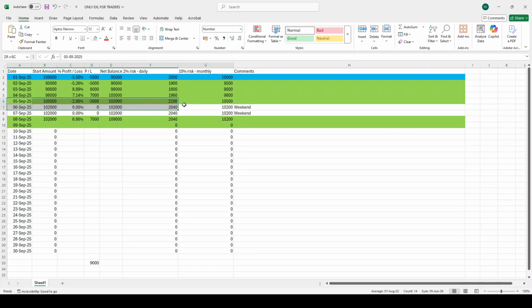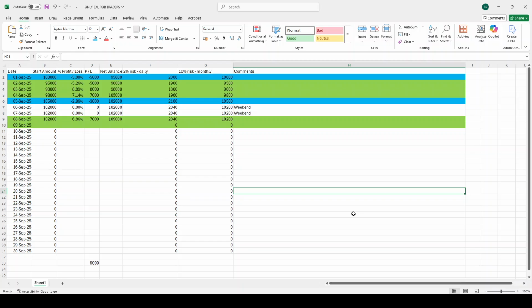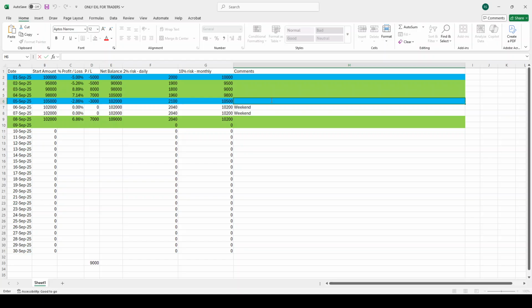Here also you had a bad day. You make sure on the bad days you write why it was a bad day. Just write over here whether you entered too early, or whether your entry was not good, you were in two minds, or whether your stop loss was skipped. That can happen, or it was a spike that you could not foresee.